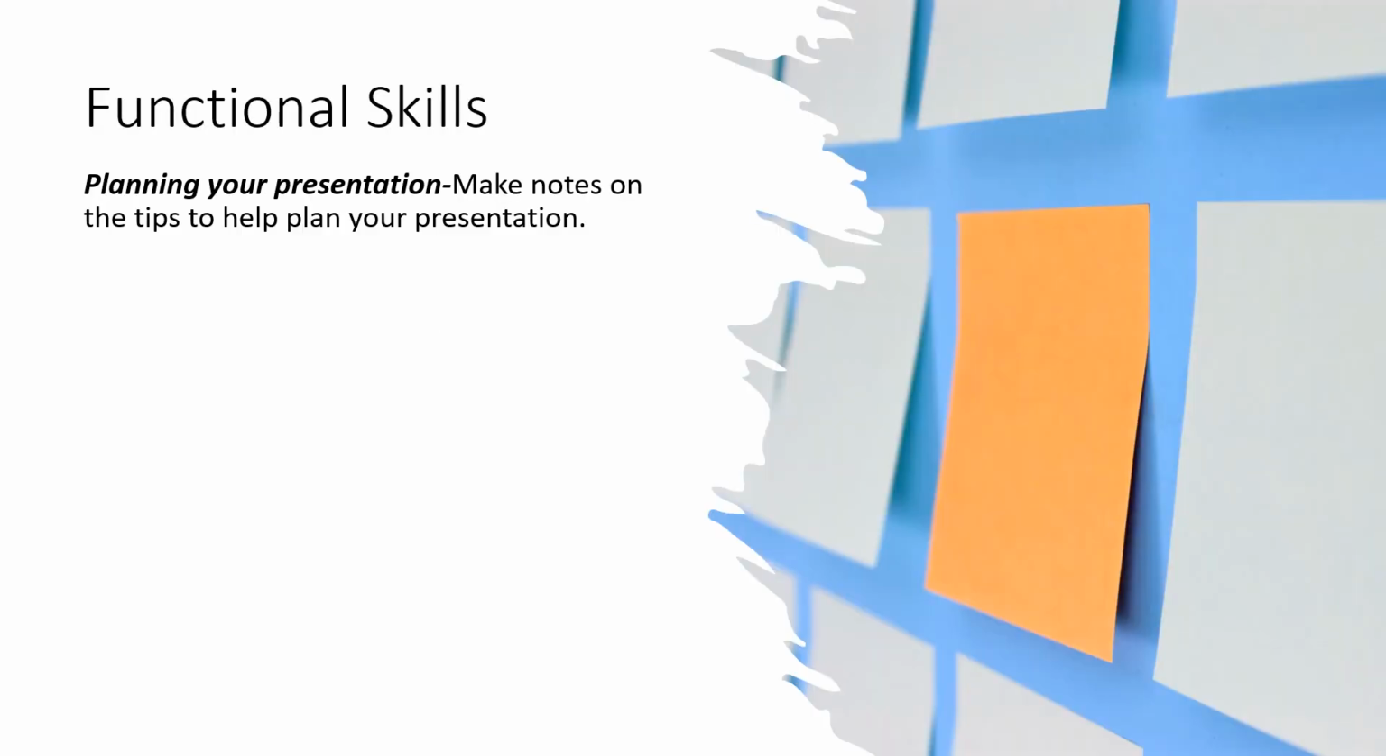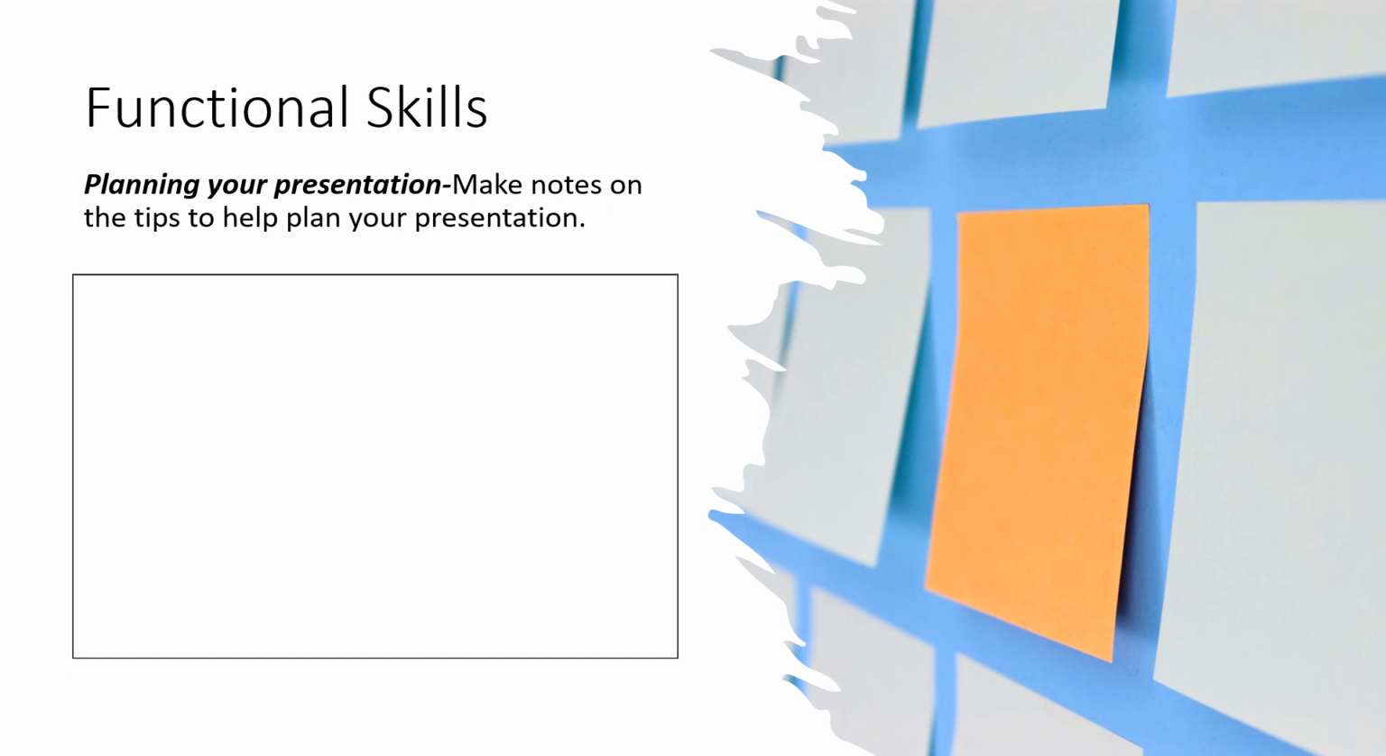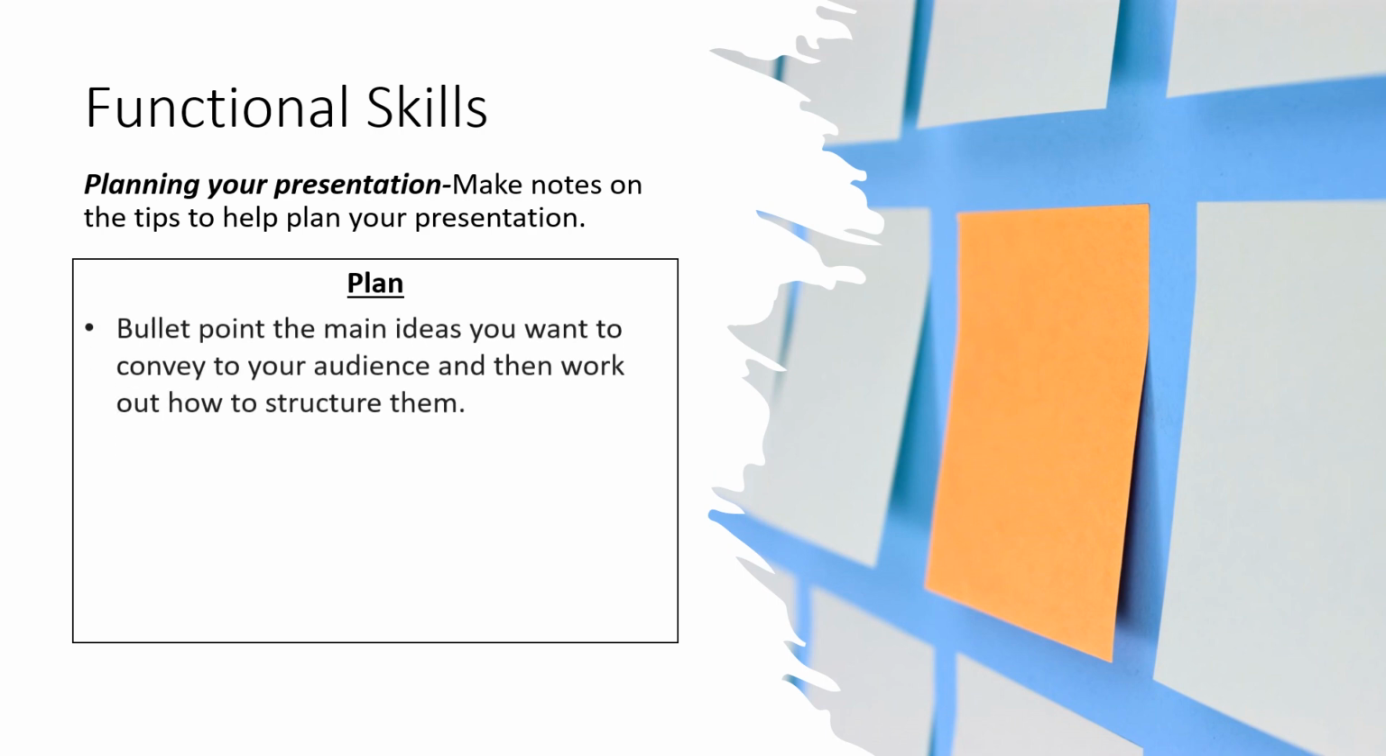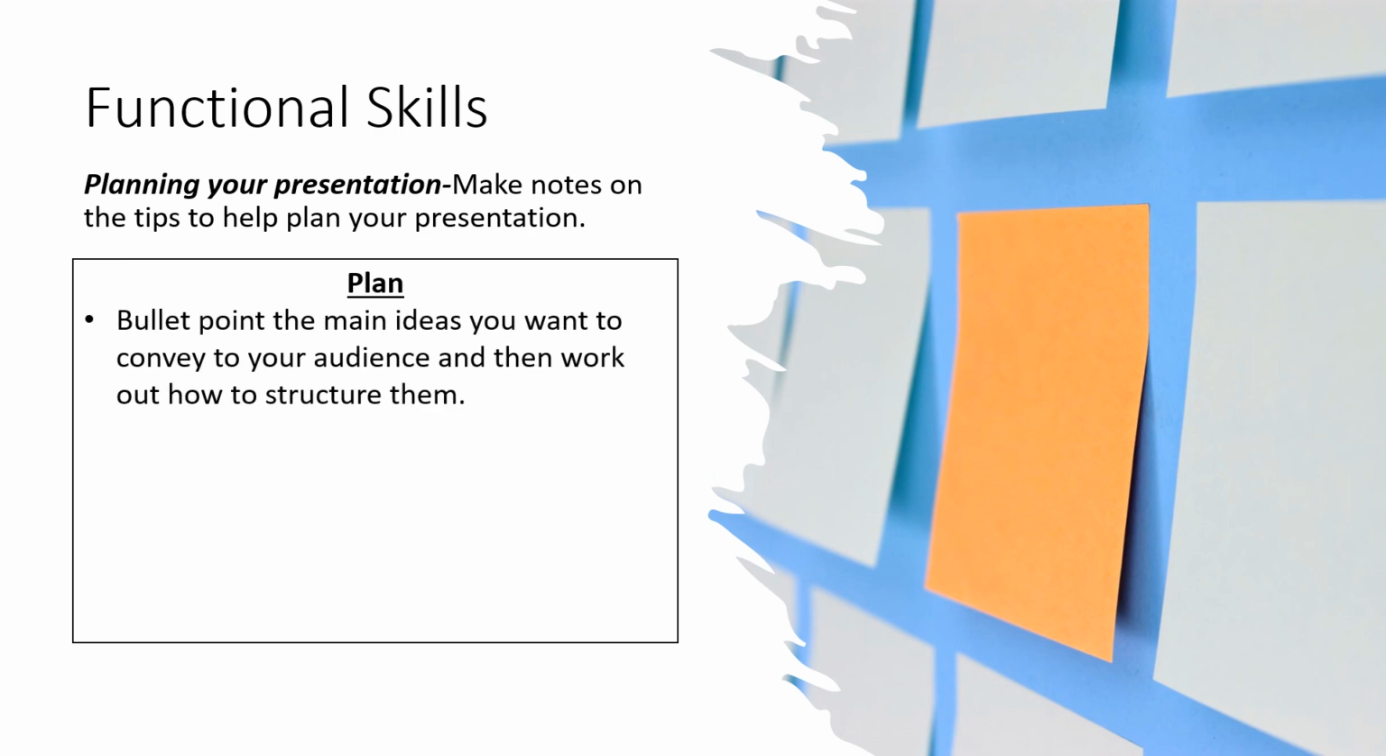Plan your presentation. Make notes on the tips to help you plan for your presentation. So the first thing to keep in mind, a good thing to do, is to bullet point the main ideas you want to convey to your audience and then work out how to structure them. When you first start thinking about your presentation, it can be really difficult to organise all of those thoughts, and just bullet pointing them down is a really good way to help break down the information.